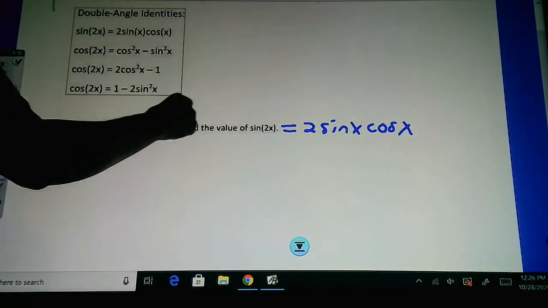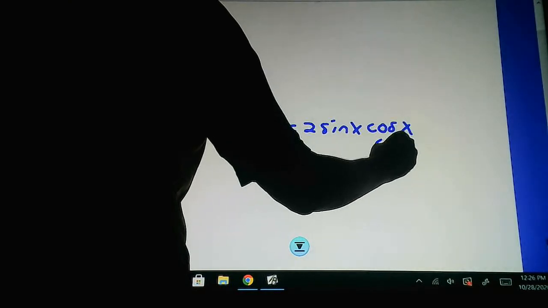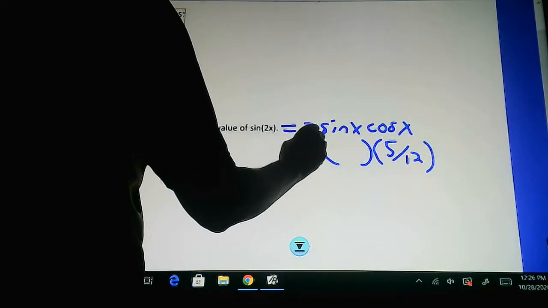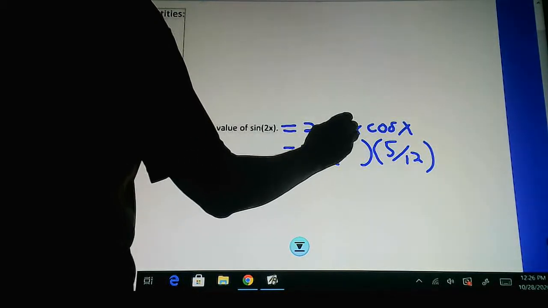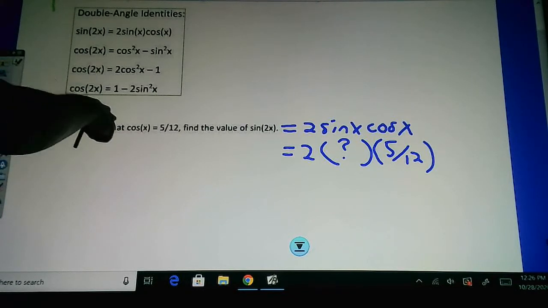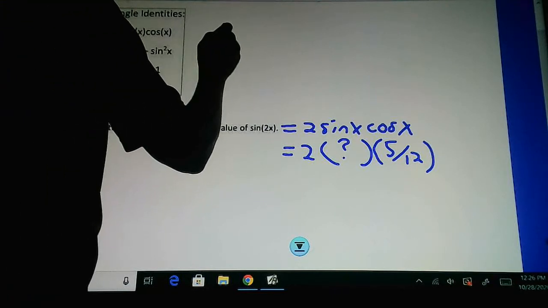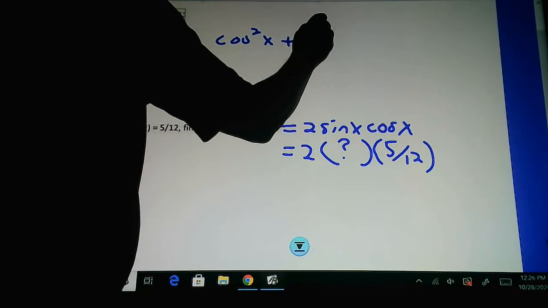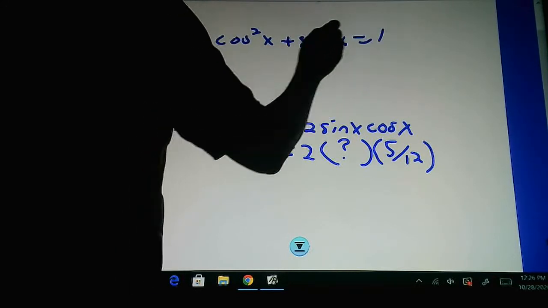Now, we know the value of cosine is given to us as 5/12. But the problem is we don't know what sine is. So we got a big old question mark here. What you're going to have to do here is double work. You have to go back and do the same thing we did before, just now, to find the sine that goes with that. In other words, you're going to have to go back and use this rule real quickly. But we're getting pretty fast at this, aren't we?